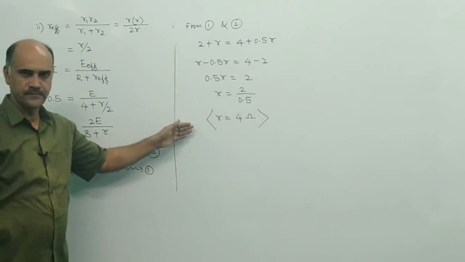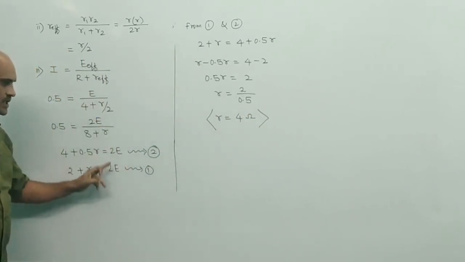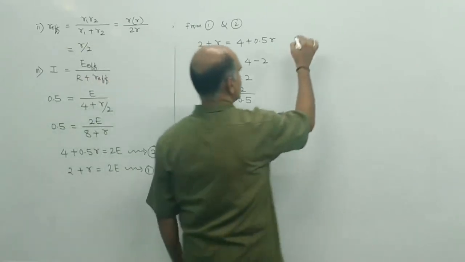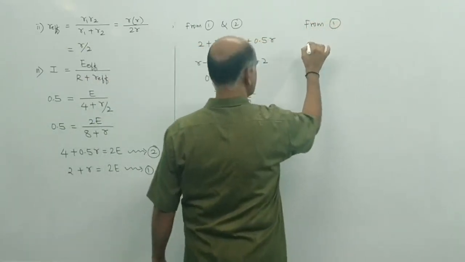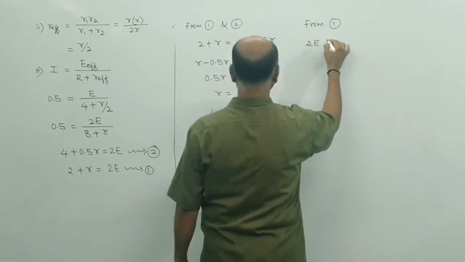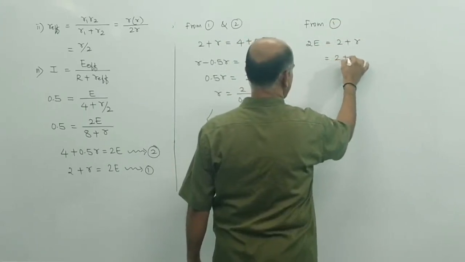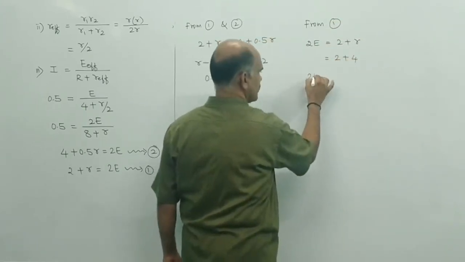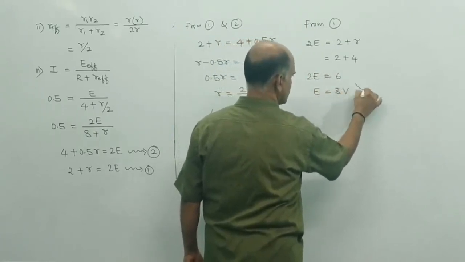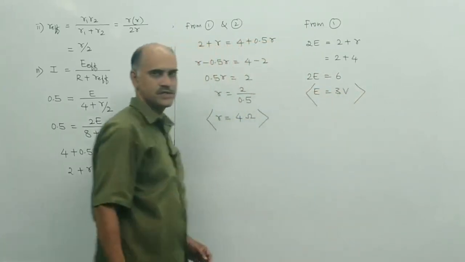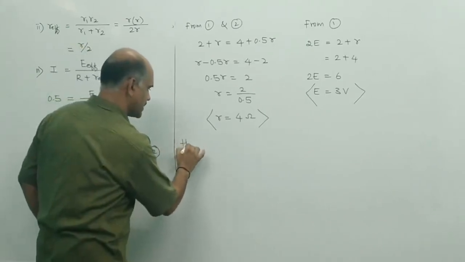This is first. Now substitute this value in 1 or 2, you will get the value of E. So I will take 1. So from 1, 2E is equal to 2 plus R is equal to 2 plus 4. 2E is equal to 6. Therefore E is equal to 3 volt. Clear, students? So here, just for CET, you can remember this hint.